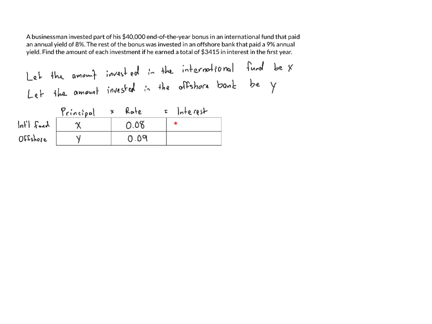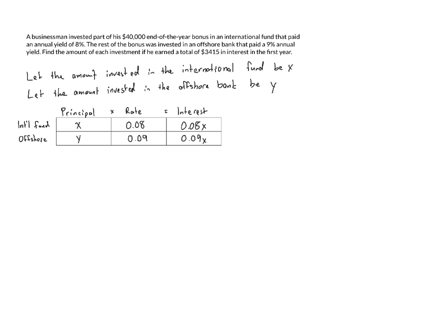Now, we don't know how much interest was earned in the individual accounts. We know the total interest, but not the interest for each account. But we know that we can figure out interest by multiplying the principal times the rate, and that's what we're going to do in each of these rows. In the first one, the principal times the rate, x times 0.08 is going to give us 0.08x. And then in the second one, the principal is y, the rate is 0.09. When we multiply those across, we get 0.09y.